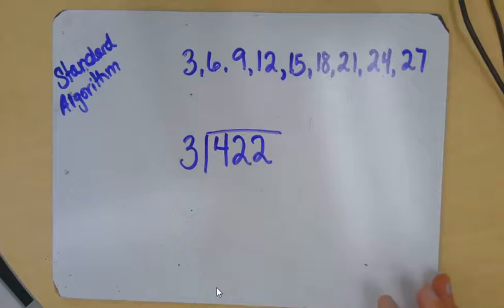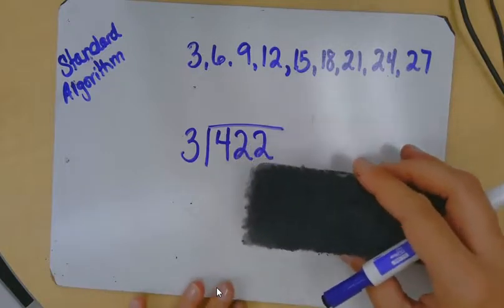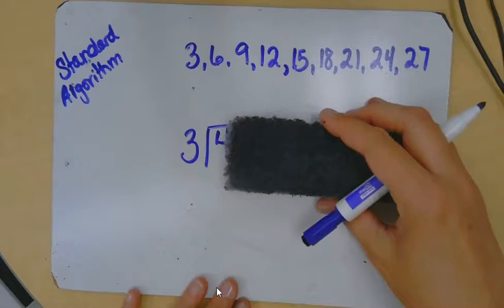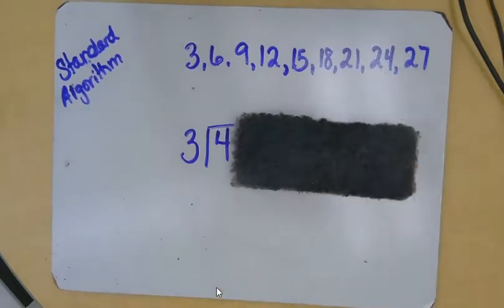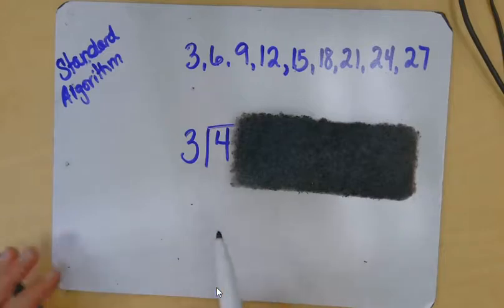The next thing that you do with the standard algorithm, it's the only operation where you do not start with the ones place. You actually start with your larger number. So I'm going to start with my hundreds place. And what I want to do is see, is there anything times 3 that will equal 4?